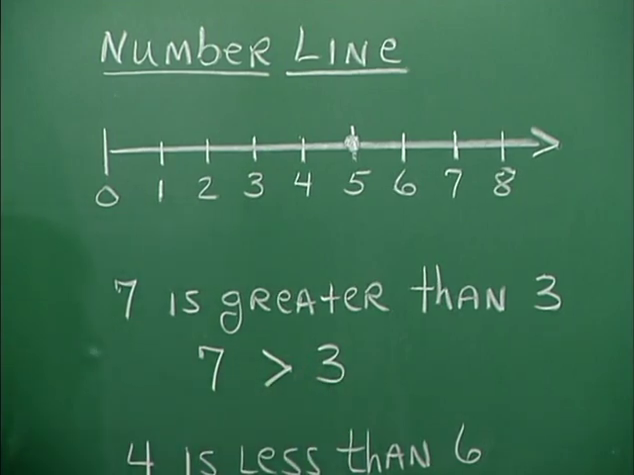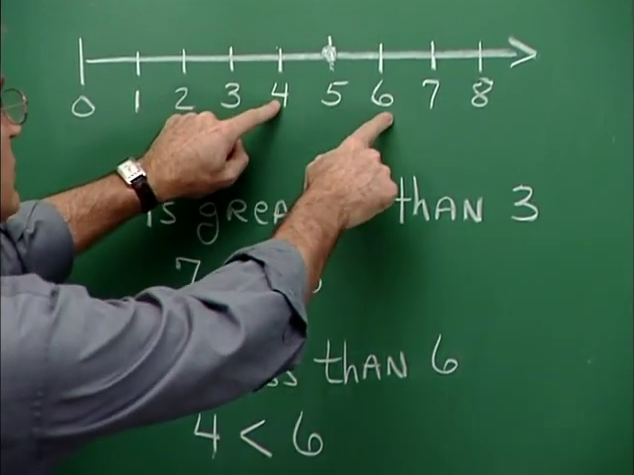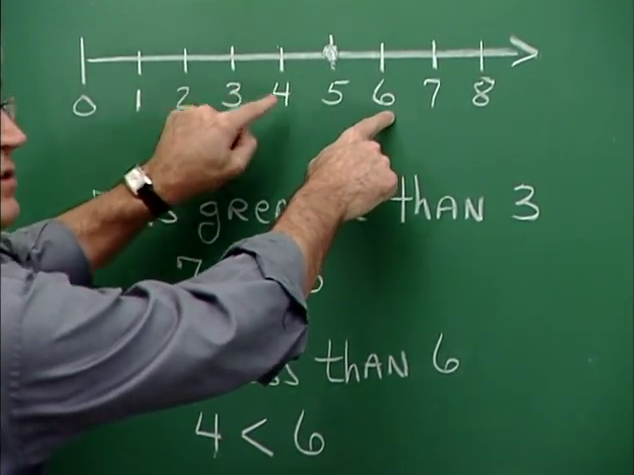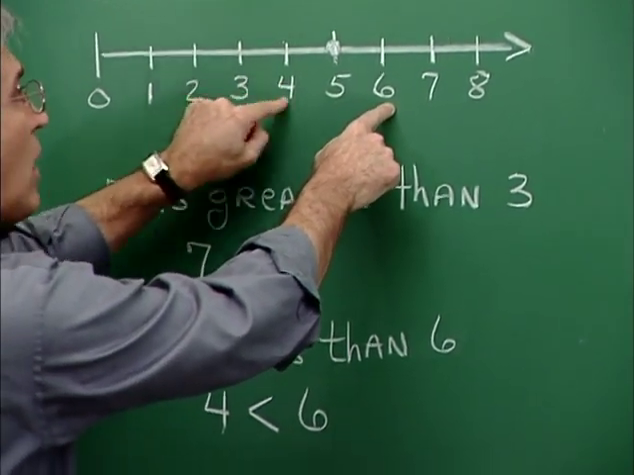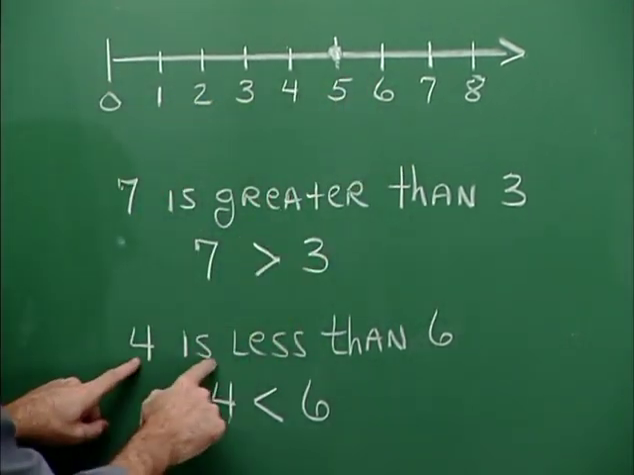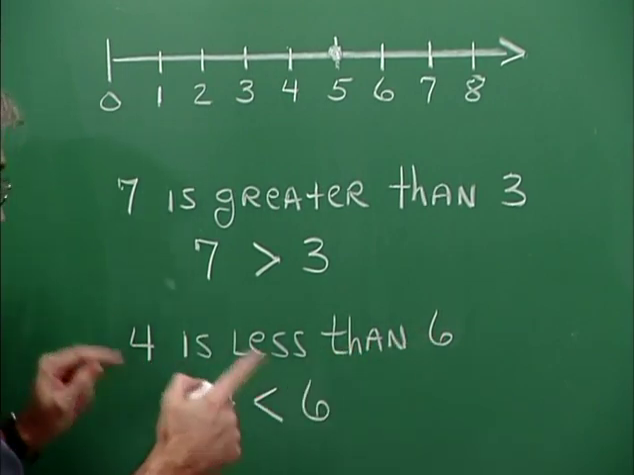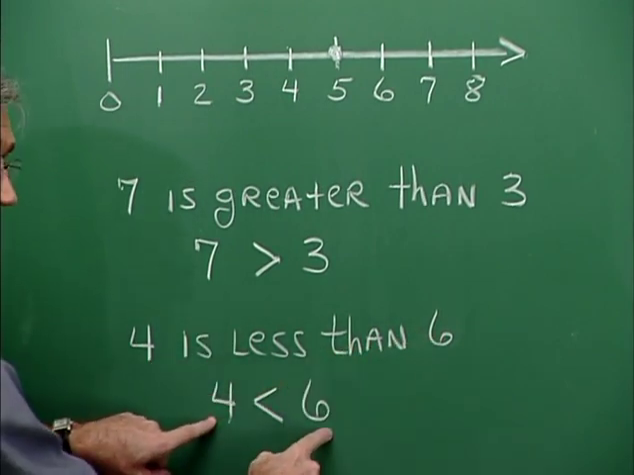On the other hand, take another pair of numbers. How about 4 and 6? 4 is here, 6 is here. 4 lies to the left of 6. So 4 is smaller than 6 or is less than 6. We say 4 is less than 6, or symbolically, 4 is less than 6.